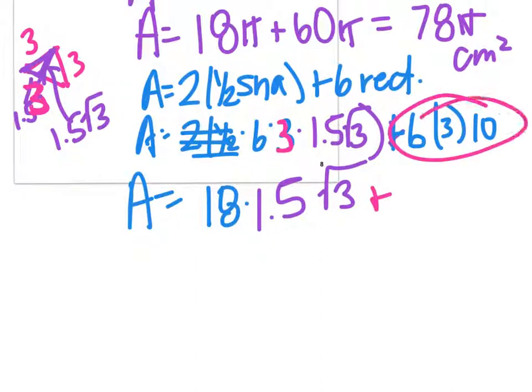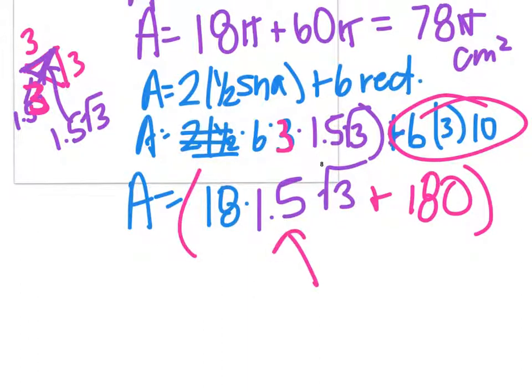This becomes 180. Now you still have some simplifying to do right in here, but when you get your new answer, you will have unlike terms. The first term will have the square root of 3, the second term will not. So you'll leave it in parentheses and write your centimeters squared behind. You can finish that problem from here.